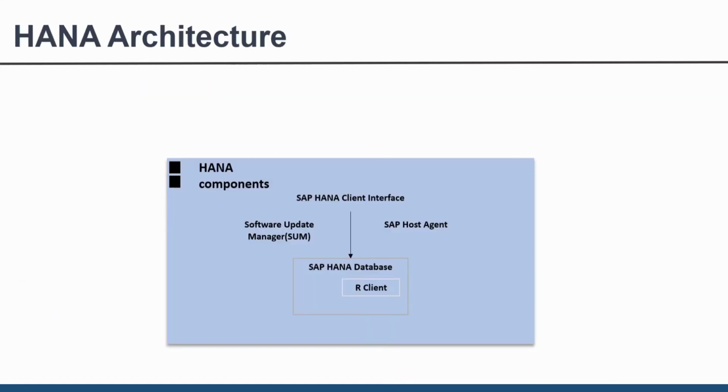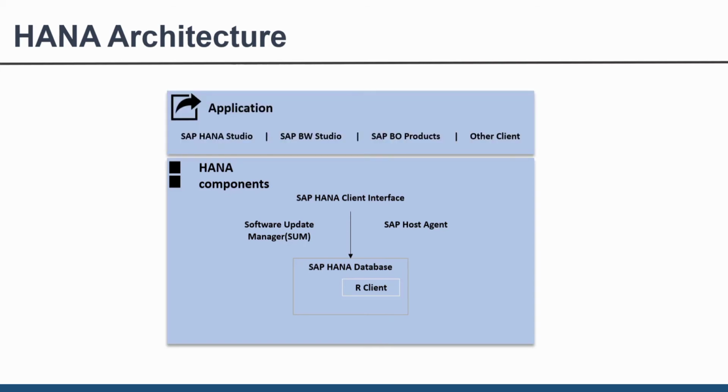So now you will learn about the architecture of HANA. This is a high-level overview of HANA architecture. Here you can see the main component of the architecture is the HANA database, and on top of that you can see different front-end applications: HANA Studio, BW Studio, different BO products and other clients. Then on the left-hand side you can see HANA support.